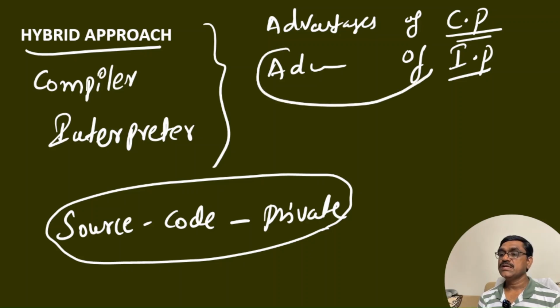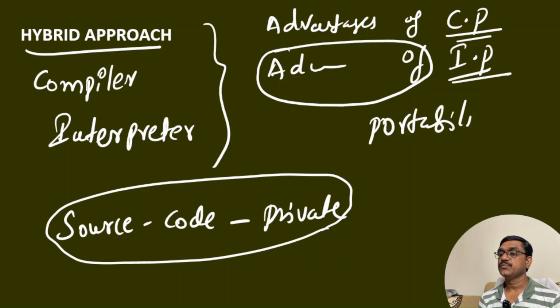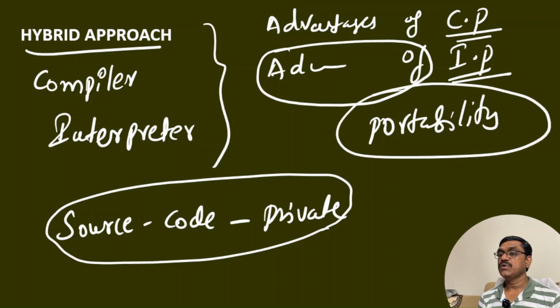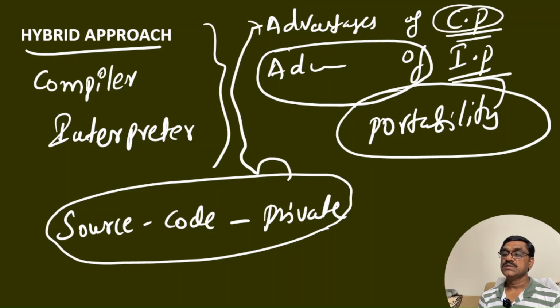Next, I'm taking another advantage, from the interpreter. What is the advantage of interpreted programming languages? The main advantage is portability. I want to have portability. This is taken from interpreted programming languages, and keeping the source code private is the advantage I want to take from compiled programming languages. By combining the advantages of both, I'm going to create an approach called the hybrid approach. So how will this happen?